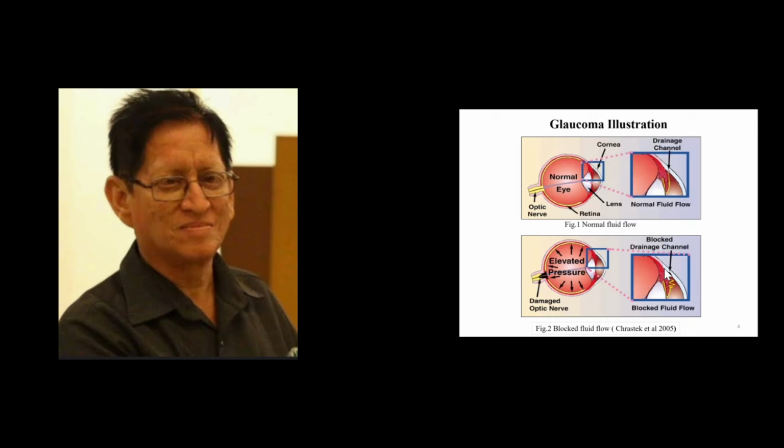In the second one, the pressure increases, the drainage is blocked, so the fluid is not drained out, and pressure is produced in the eye. Due to the pressure, the nerve is damaged. This is called glaucoma.